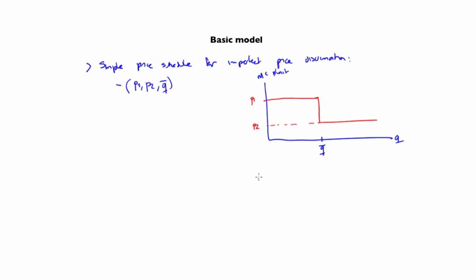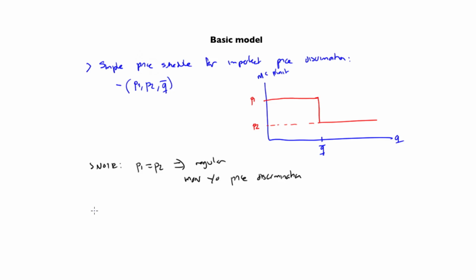Now note, if price 1 equals price 2, this looks like regular monopoly without price discrimination. So it nests the basic first model of monopoly that we studied without price discrimination as one special case.